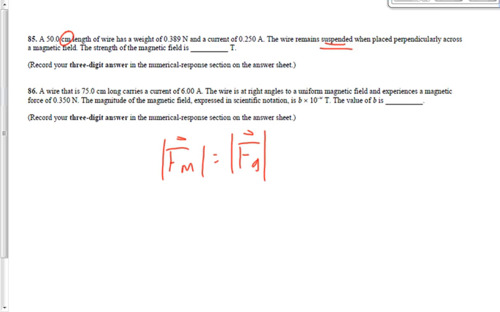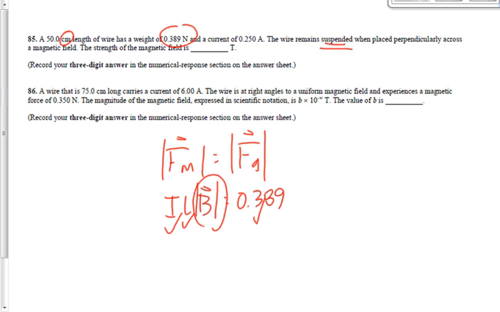Now, the magnetic force on a charged particle is QVB. On a wire, it's ILB. Now, the gravitational force is M times G. But you know what? We already have the gravitational force here at 0.389. The weight of the object is the gravitational force. So in this case, we have I, we have L, we have the gravitational force. We're just going to solve for the magnetic field here.